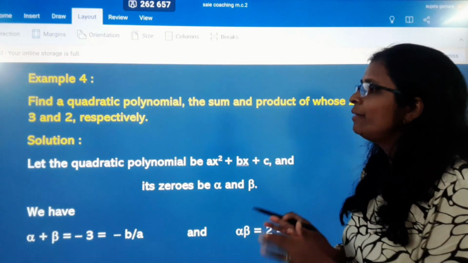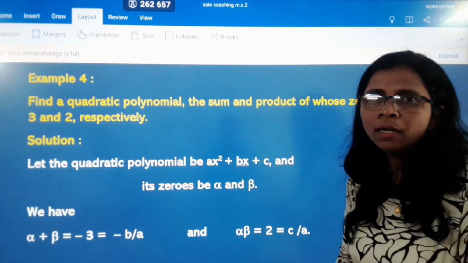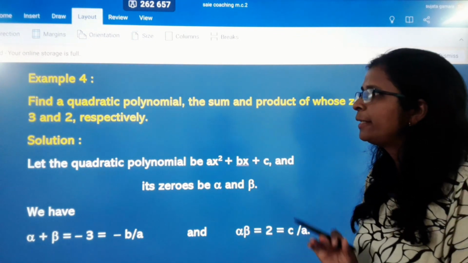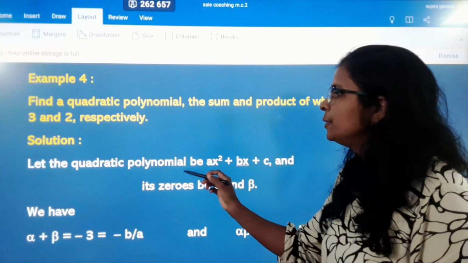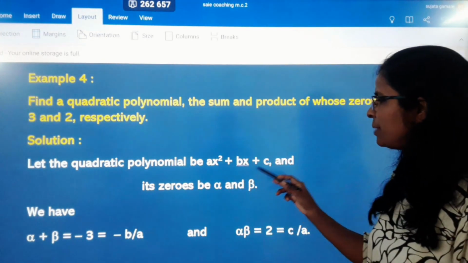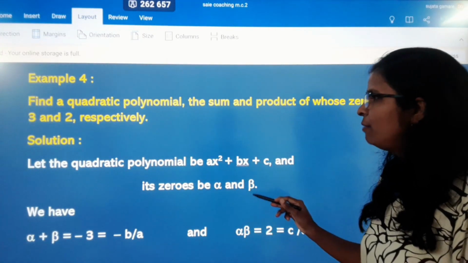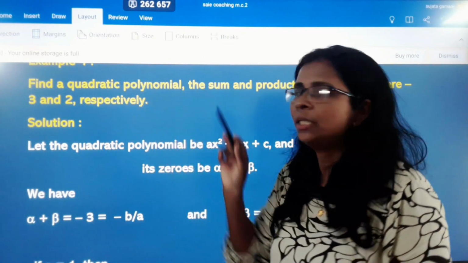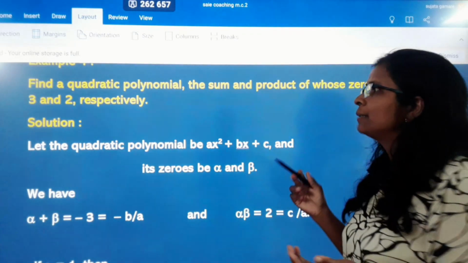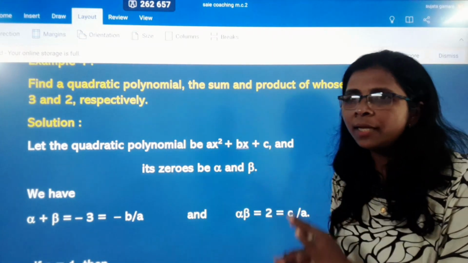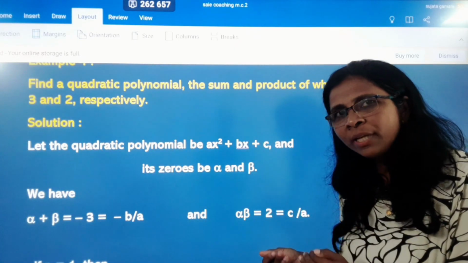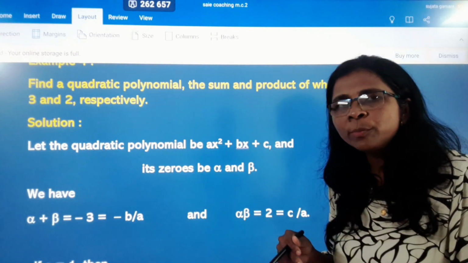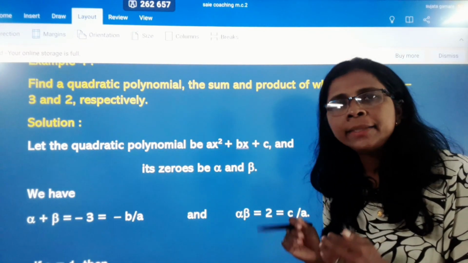Verification part is only given here, okay, so we have to find it out. So let the quadratic polynomial be ax square plus bx plus c and its zeros be alpha and beta. So we have to find the quadratic polynomial. Now we have to do the converse. The zeros of the polynomial are given and from that information we have to form the quadratic polynomial.